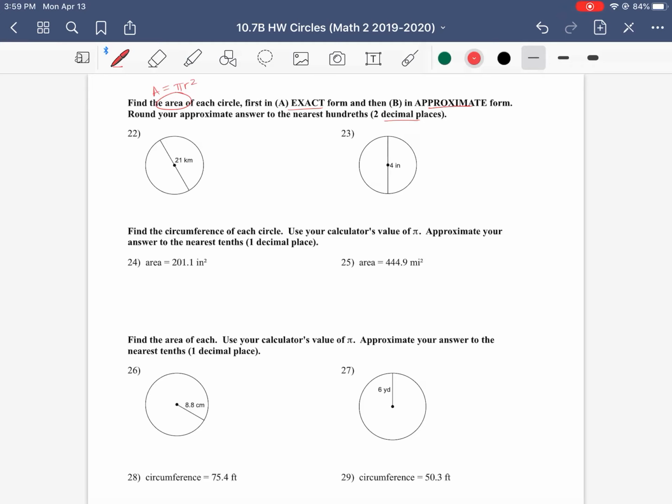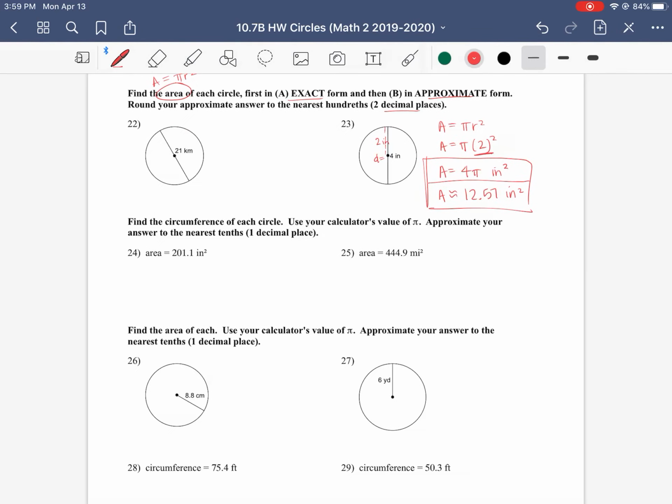So let's look at 23. Again, we're given a diameter. Remember, area formula is pi r squared, so we need the radius. So if we take half of that, I just want the radius, that would be 2 inches. So area is equal to pi times 2 squared. In exact form, we just go ahead and square that. We get 4, and we leave the pi there. Now remember, this is area, so these are squared inches. If we want to approximate that, we plug that in our calculator, and 4 times pi gives us 12.57. There's our 2 forms there.